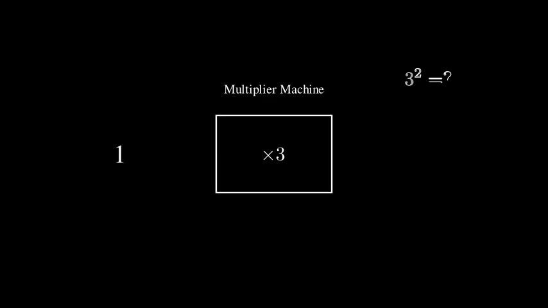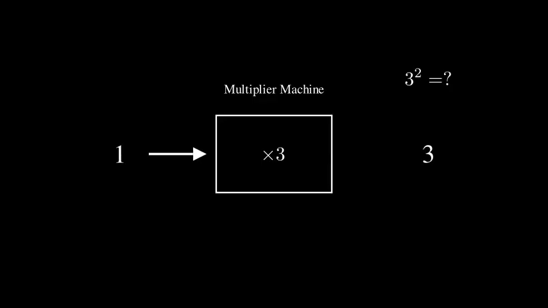Okay, so let's test this thing out. What's 3 to the power of 2? Let me just write that over here. A 3 with a little 2 floating next to it. All this means is we take our starting number, our 1, and we shove it through the machine 2 times. So watch. I'll draw an arrow from our number 1 right into the machine. It goes in as a 1, the machine does its thing, and out pops a 3. I'll write a 3 over here.